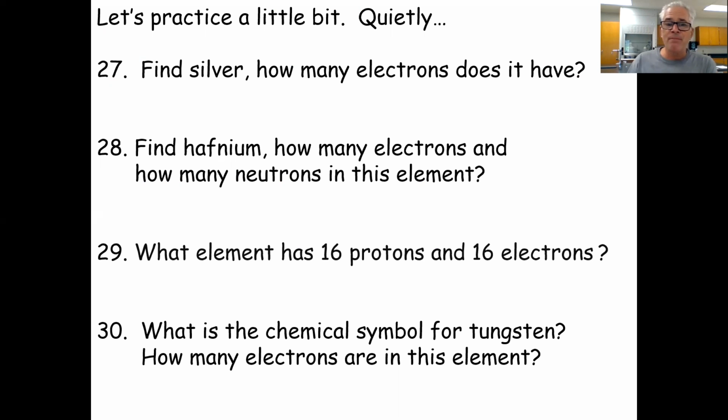Element number 16 has 16 protons and 16 electrons, and that, of course, is going to be S for super special. I mean sulfur, and tungsten. Now, in order to do tungsten, this is kind of a pain in the neck. You have to go to table S and scroll all the way through it until you find the name tungsten. I'll give you a hint though.